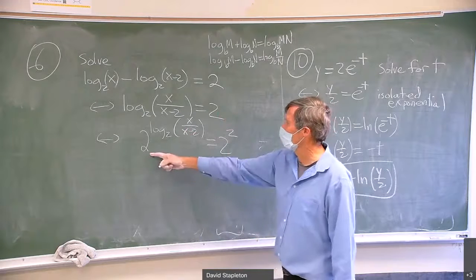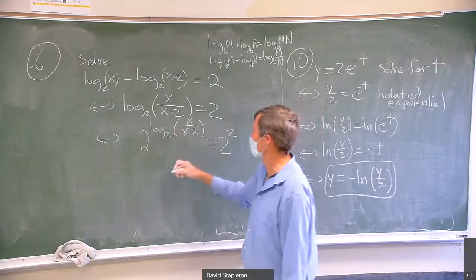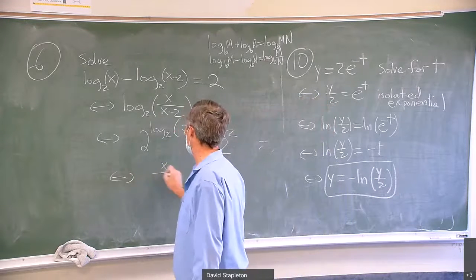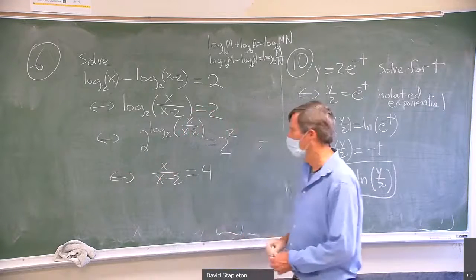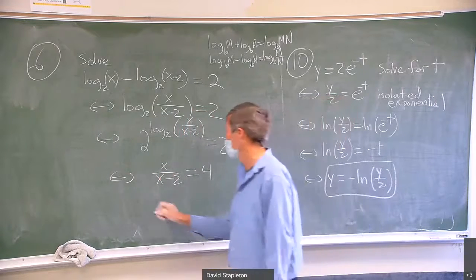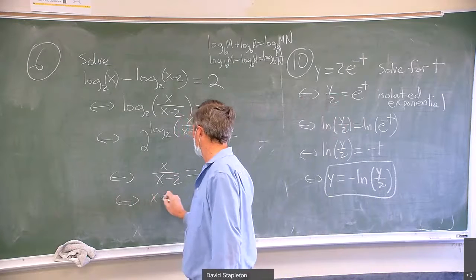There's an equivalent equation. Now 2 and log base 2 are inverse functions, so they undo each other. On the left is just x over x minus 2, and on the right, 2 squared is 4. What an easy equation to solve, right? Let's multiply both sides by x minus 2.